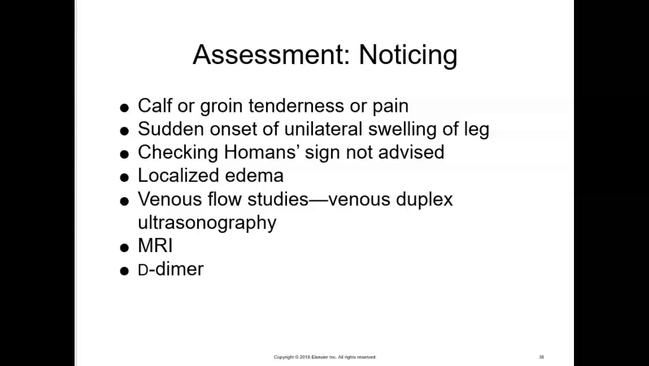The classic signs and symptoms of DVT are calf or groin tenderness and pain, and sudden onset of unilateral swelling of the leg. Pain in the calf on dorsiflexion of the foot, a positive Holman sign, appears in only a small percentage of patients with DVT, and false positive findings are common. Therefore, checking a Holman sign is not advised because it is an unreliable tool. Examine the area described as painful. Compare the site to the other limb. Gently palpate the site, observing for induration or hardening along the blood vessel and for warmth and edema. Redness may also be present.